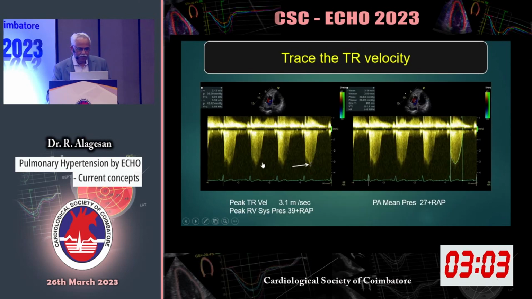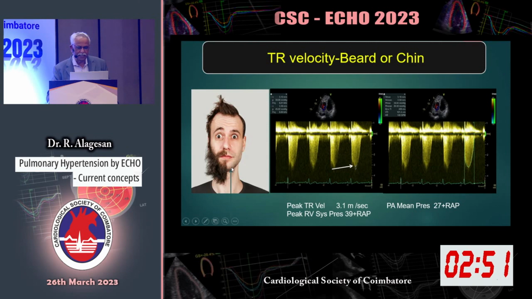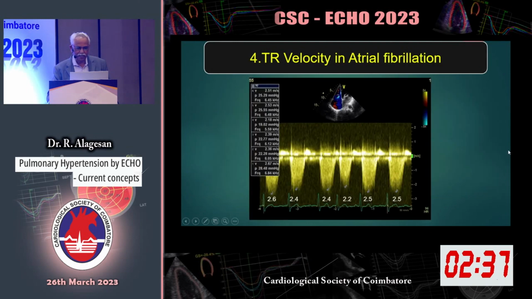The other thing is always omit this feathery part of the TR signal. Always look at the brightest portion and then measure the brightest portion. This is how we describe it: always aim for the chin and not for the beard. So you have to mark out the densest portion, the correct velocity, to calculate the systolic and the mean pressure when you are getting the TR velocity.